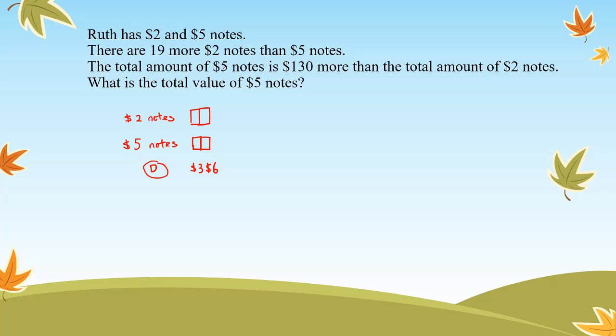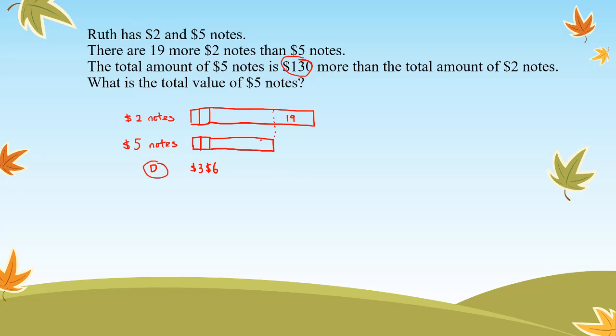Because we know that the total amount of $5 notes, the value that is more than the $2 notes, is 130. We know that it's 130. So the difference is the thing that we are interested in. Now let's take a look at the other information that we have. For the $2 notes, we have 19 more, so the bar should be longer than the $5 notes. Now how many notes more? We know that it's 19 more.